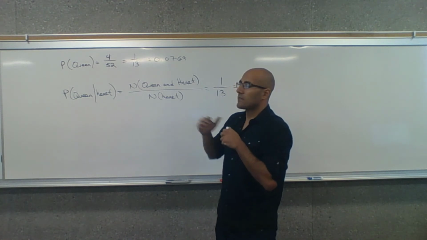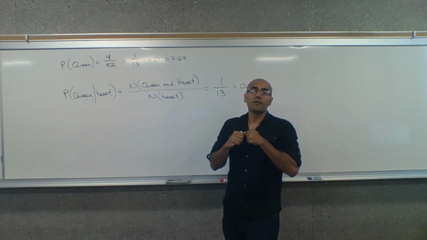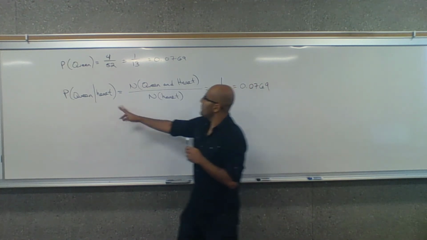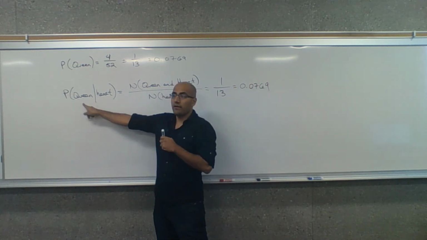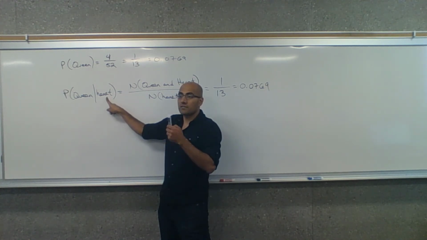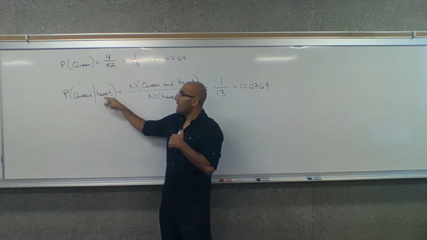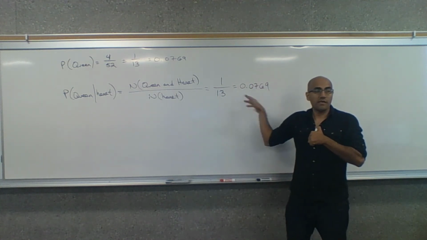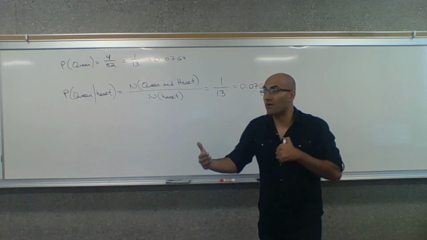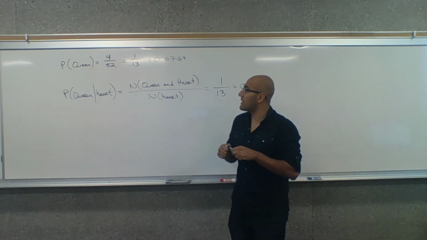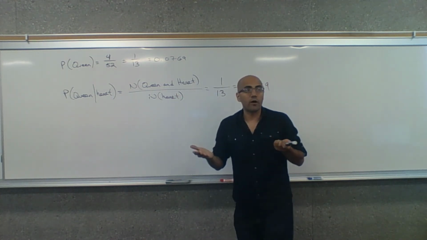So now your friend says, I'll give you a hint, it's a heart. And you're thinking, how does that help me or hurt me? Well, you calculate your new probability of getting a queen, given that you now know the card selected was definitely a heart. And as we see, it makes no difference in this case. In this particular situation, the information that it was a heart didn't really help you.